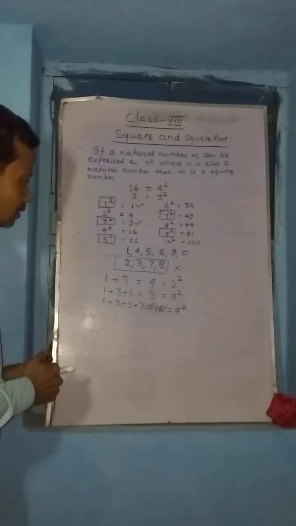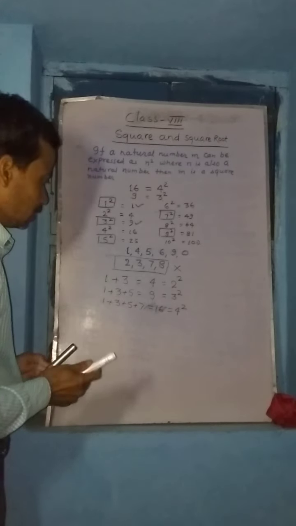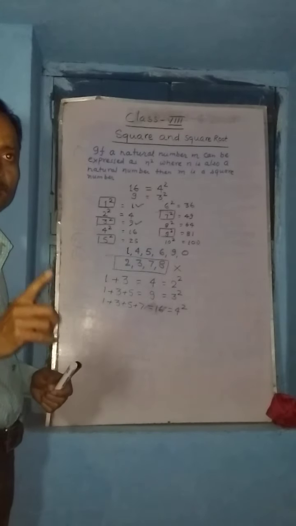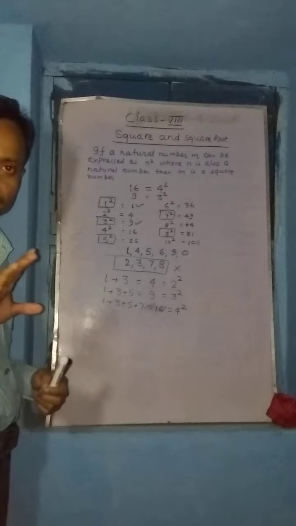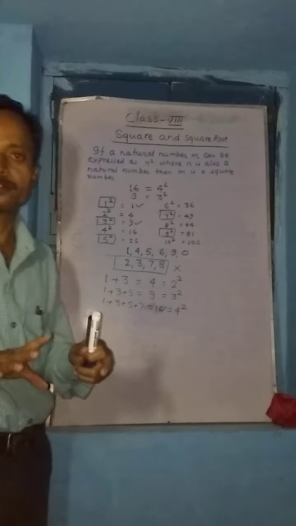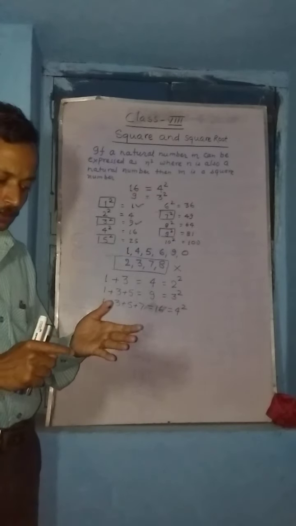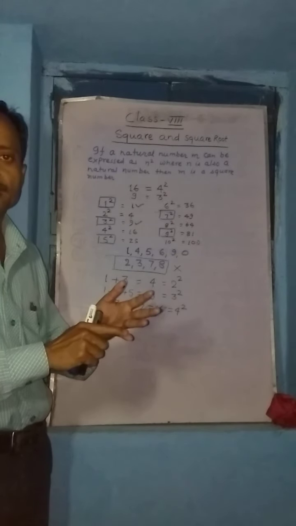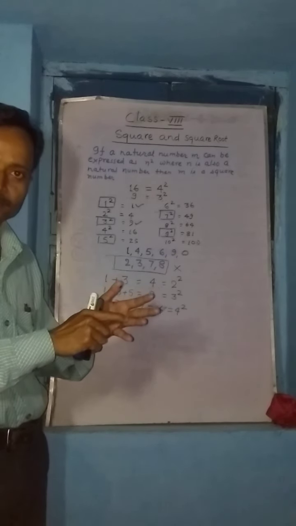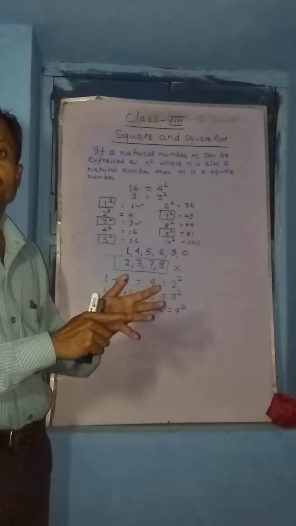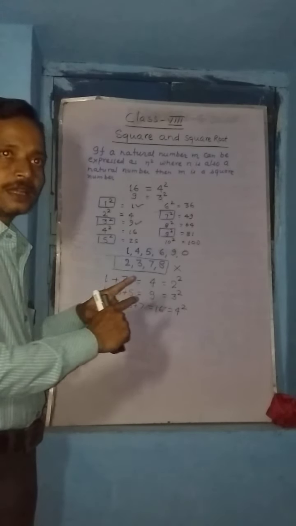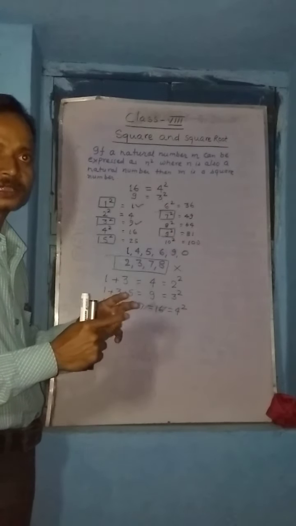So, here we observe a very important property, that is, the square of any number is equal to the sum of odd numbers. That means if you have to find the square of 5, you can find it by adding the first 5 odd numbers, 1 plus 3 plus 5 plus 7 plus 9, and the sum of these first 5 odd numbers is 25. So the square of 5 is 25. So it gives a method of getting a square root.